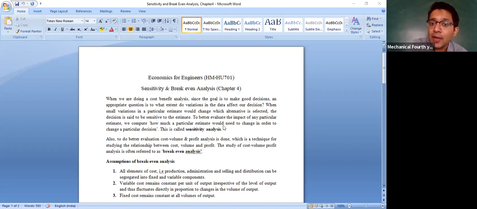To better evaluate the impact of any particular estimate, we compute how much a particular estimate would need to change in order to change a particular decision. This is called sensitivity analysis. I repeat again. To better evaluate the impact of any particular estimate, we compute how much a particular estimate would need to change in order to change a particular decision. This is called sensitivity analysis.